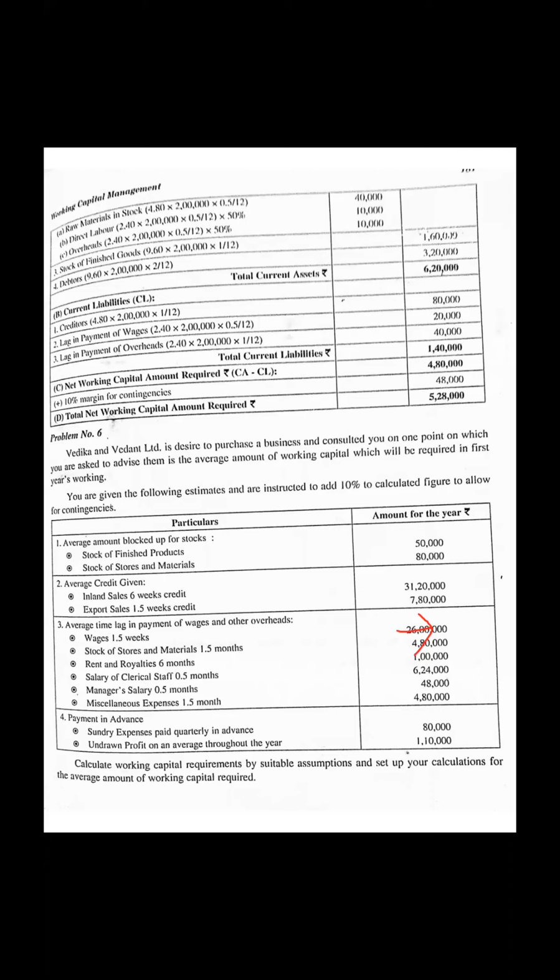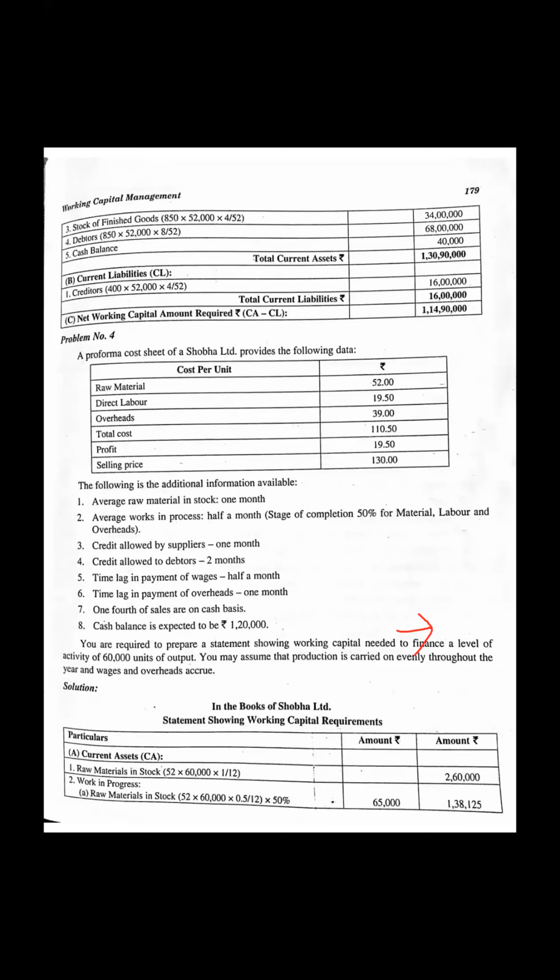Now, after that, current assets minus current liabilities will give you what? Your net working capital. After that, there is a 10% margin for contingencies. So the 10% margin for contingencies means whatever amount comes for it.